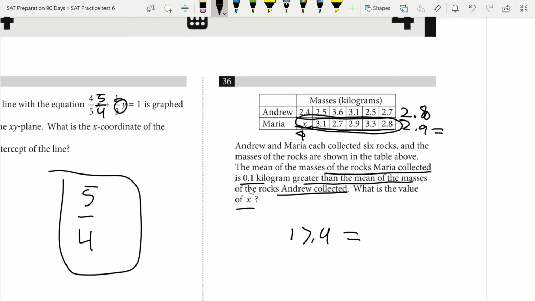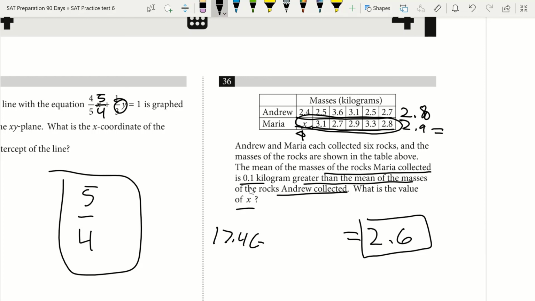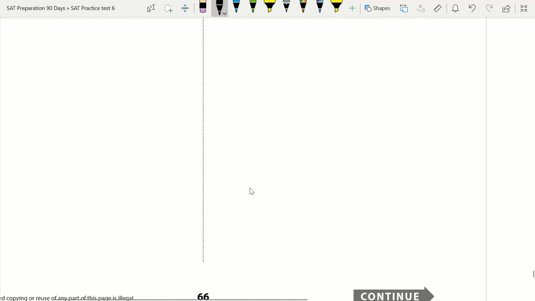Okay, so 2.6 is what I get when I do that. Keep in mind what I did there: I took that 2.9, multiplied it by 6, since there were 6 of these terms. That gave me 17.4. And at that point, I subtracted the sum of the 5 terms that I had. That gave me 2.6. My answer there is going to be 2.6. At that point, I move on to 37 and 38.